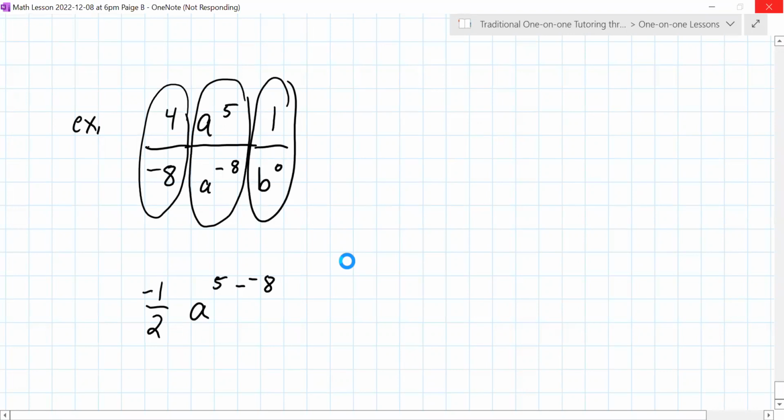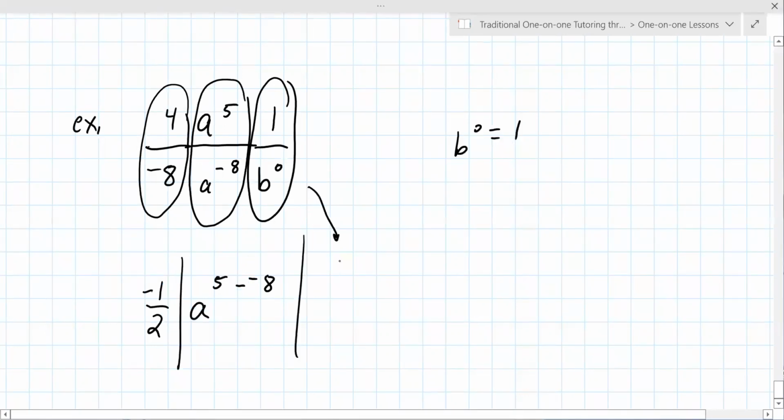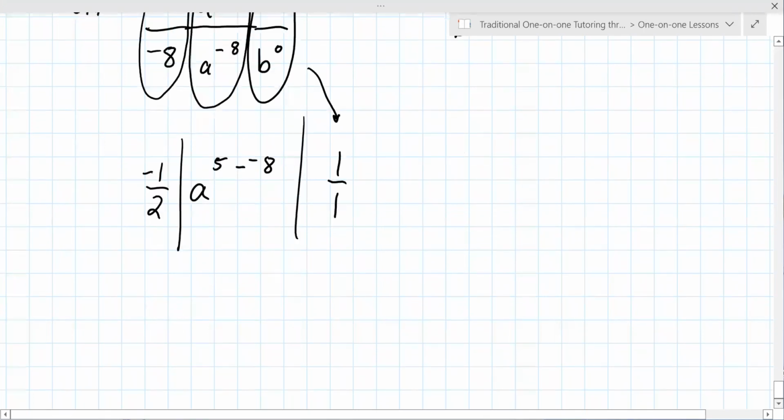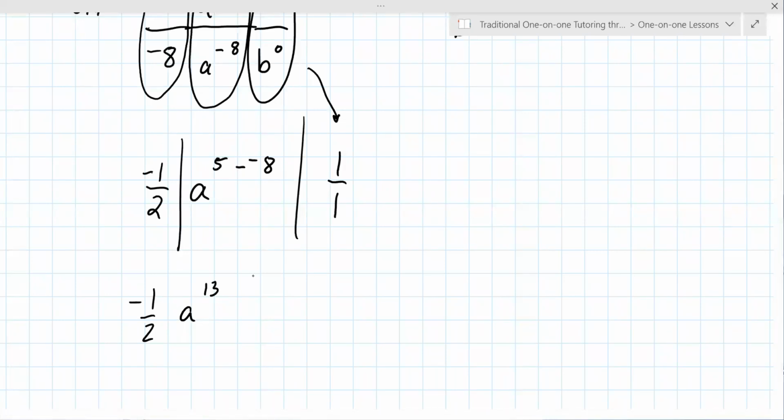Sorry, the screen just isn't responding. There it is. So the last part here becomes 1 over 1, which we don't even need. All right, so it becomes -1/2 a to the +13, and you're done because you have all positive exponents.